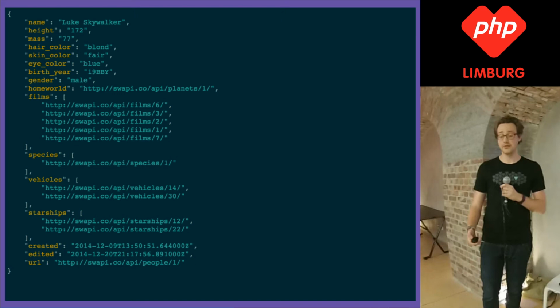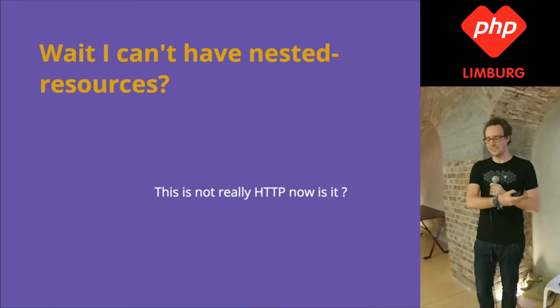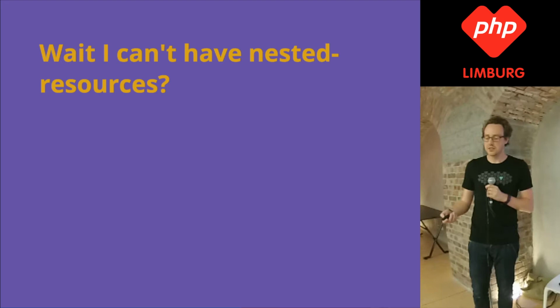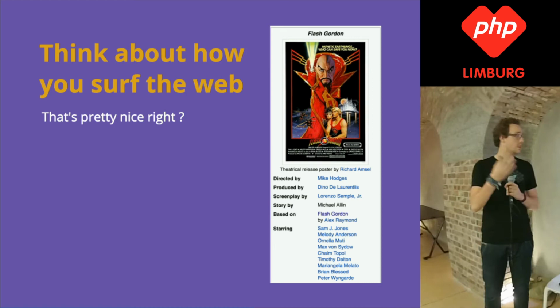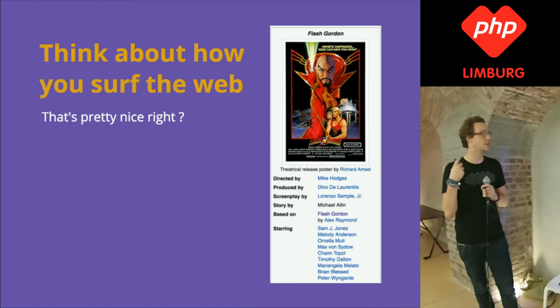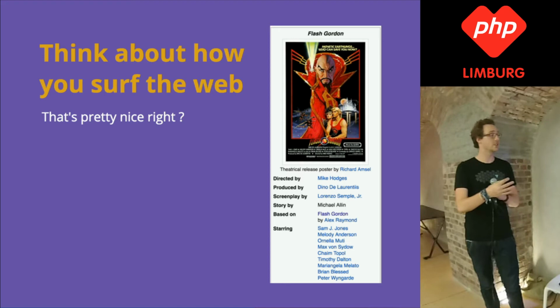And then the question you always get asked as an API developer: what? Oh, sorry. I can't have nested resources and stuff? Why can't I have nested resources? Well, it's not very HTTP. We're looking at, for example, Wikipedia. Here you have a Flash Gordon page of Wikipedia. You're not interested in all the data of who wrote the story, who wrote the screenplay. There are links to that data. It's not part of the data. It's not Flash Gordon. I don't want to see the biography of Mike Hodges. I should have practiced that.